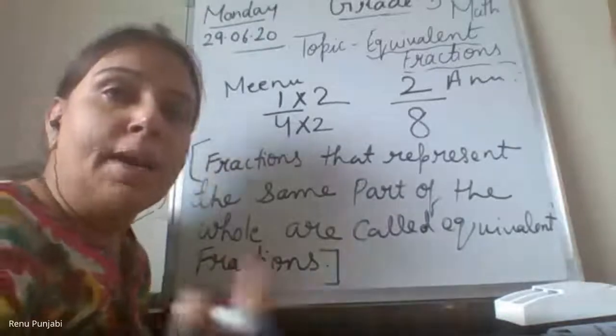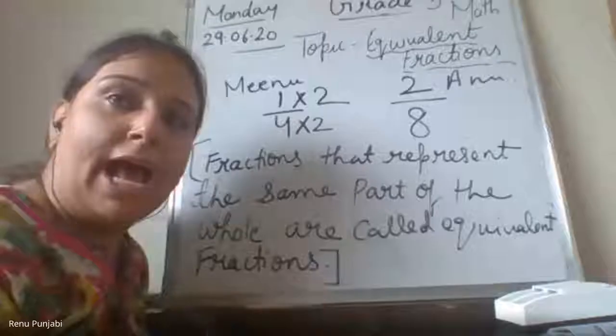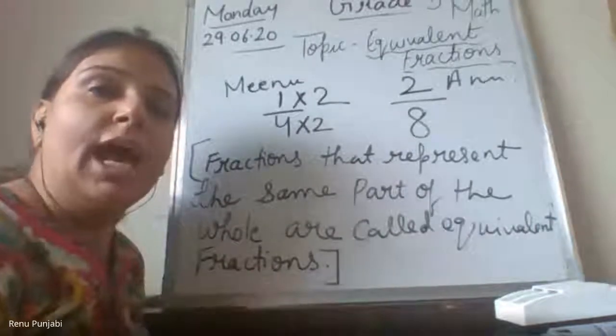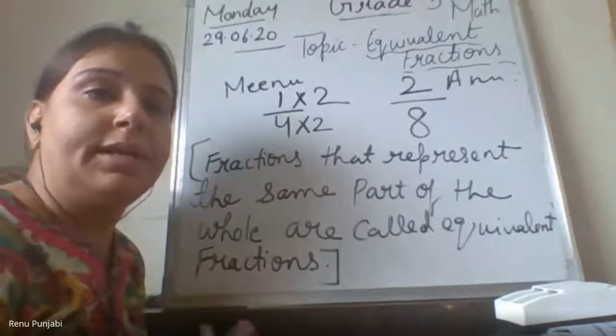We have to make the fractions equivalent. To make the fraction equivalent, we have to multiply the numerator and the denominator.